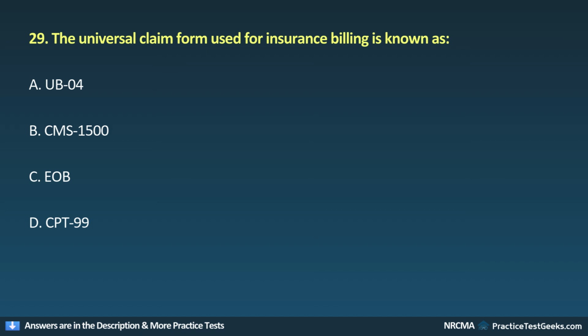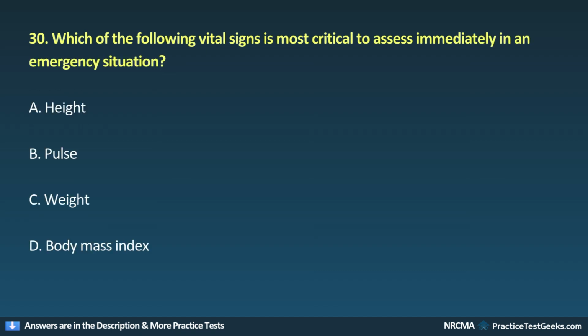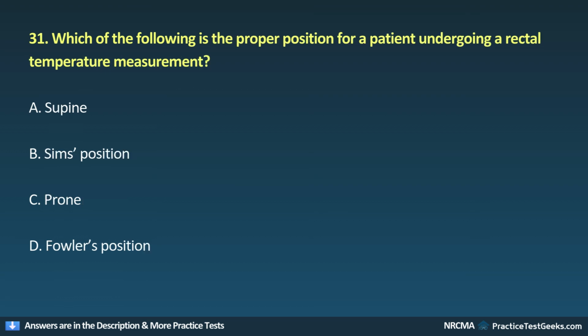29. The universal claim form used for insurance billing is known as A. UB04. B. CMS 1500. C. EOB. D. CPT 99. 30. Which of the following vital signs is most critical to assess immediately in an emergency situation? A. Height. B. Pulse. C. Weight. D. Body mass index.